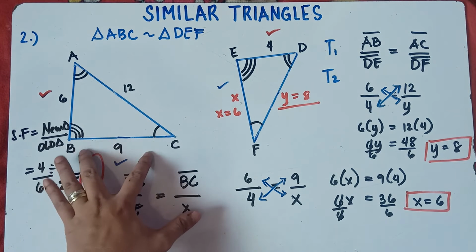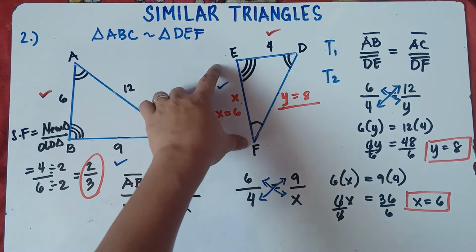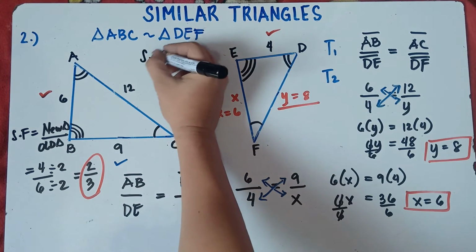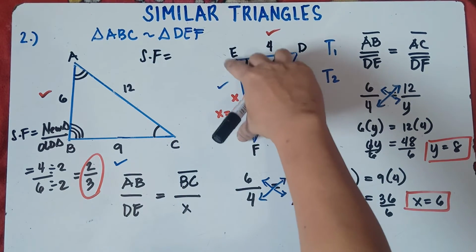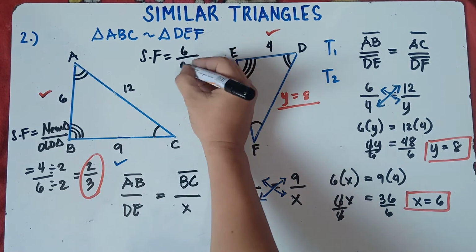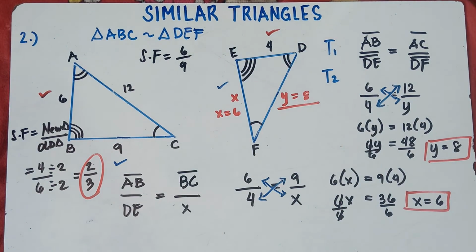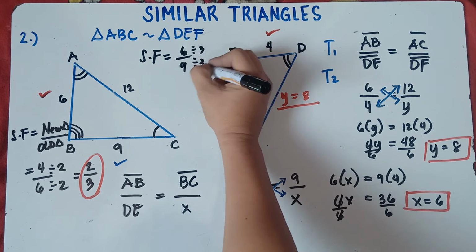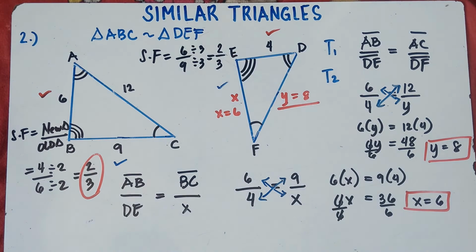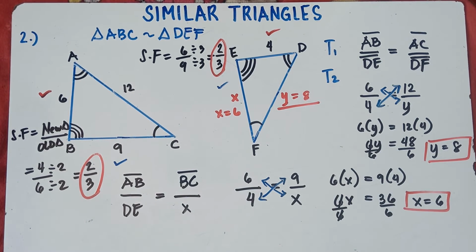Even if we check this side, side BC corresponds to side EF. So let's check, class. The new triangle, that is 6. Scale factor, the new triangle, this side 6, and the old triangle, that is BC, that is 9. This side corresponds to this side, so we will get the same answer. Can we reduce 6 over 9? Yep. We can divide by 3. So 6 divided by 3, that is 2. 9 divided by 3, that is 3. Same answer, class. It should be the same answer for the scale factor. Alright, so the scale factor, that is 2/3.